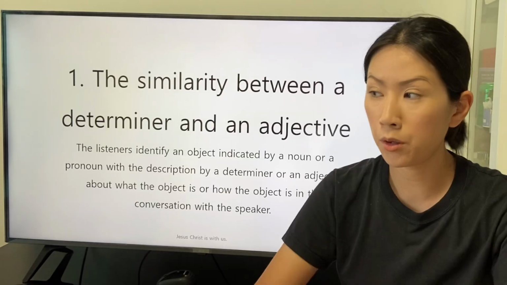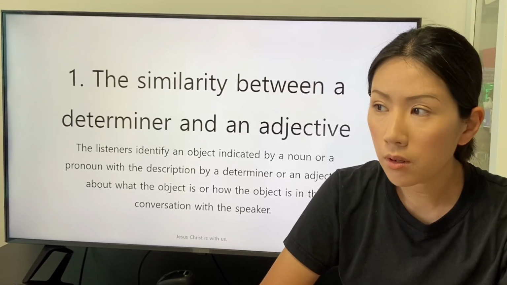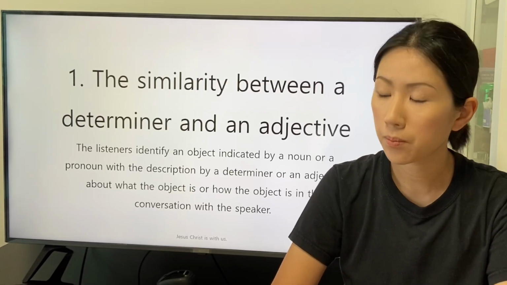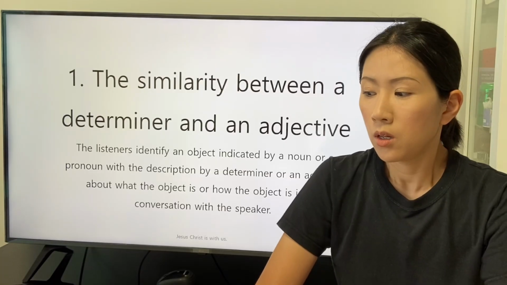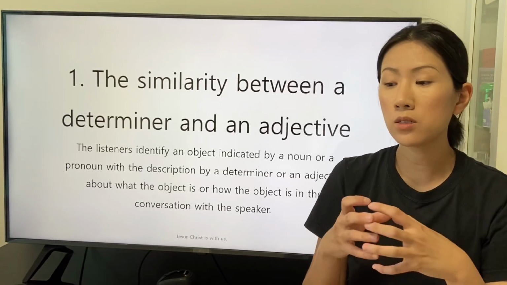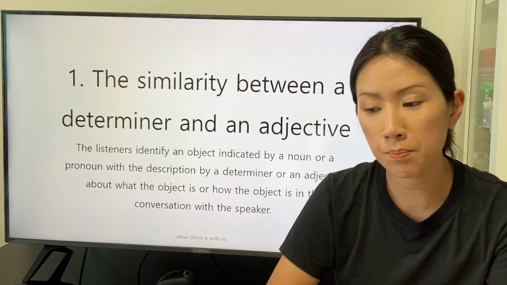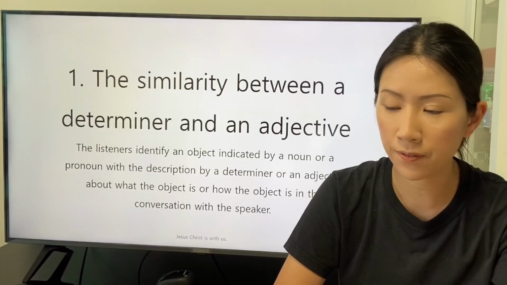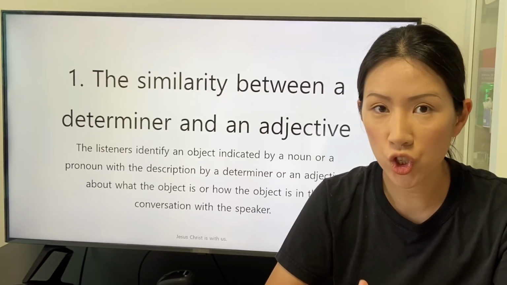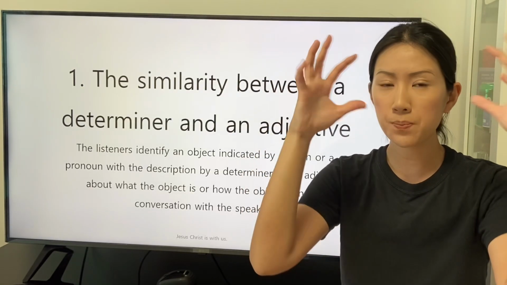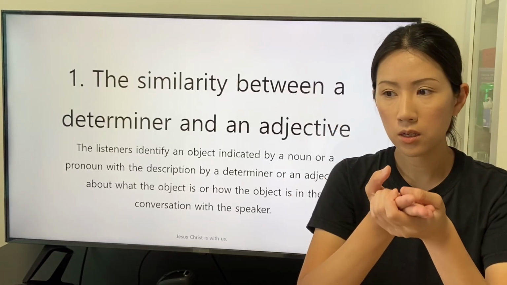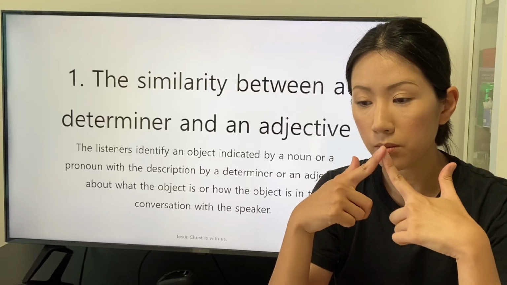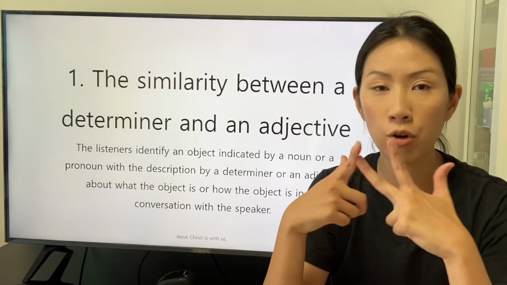A general noun, a material noun, and an abstract noun can be described by a determiner or an adjective, because the description by the determiner or adjective may be valid to specify the concept indicated by the abstract noun, material noun, or general noun.